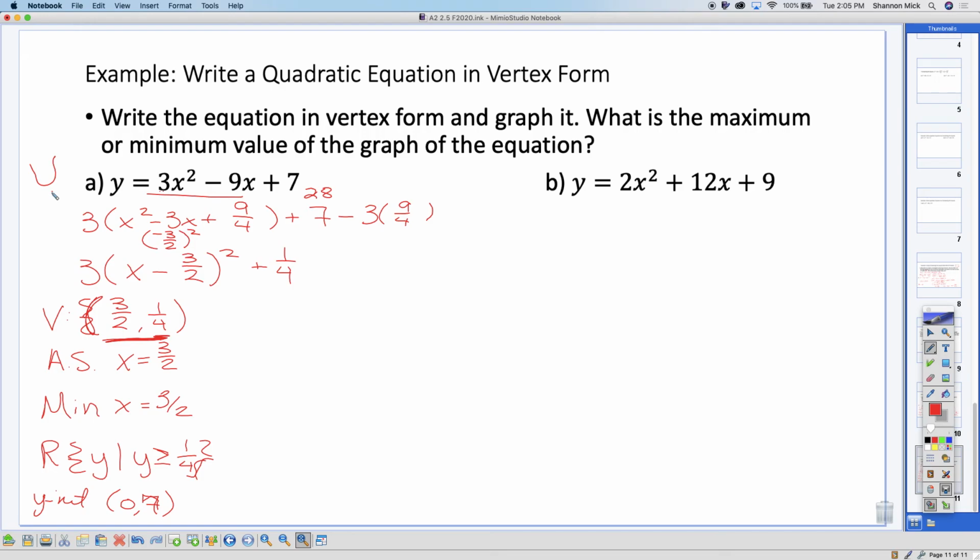When you see 3 over 2, should you know that's 1 1/2? When you see 5 halves, should you know that's 2 1/2? Yes. It's easier to work with 5 halves than 2.5 though. So that's why we work with 5 halves.